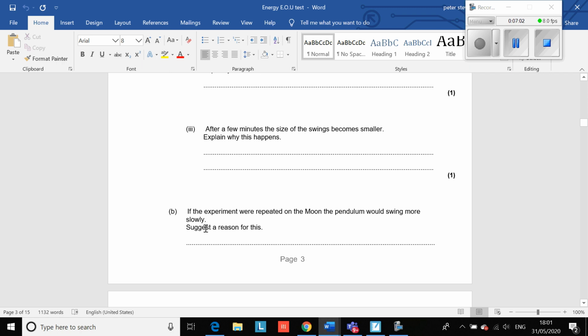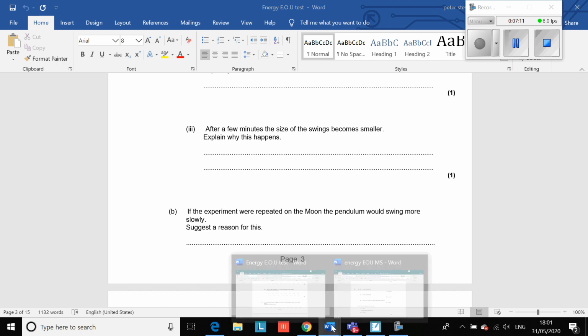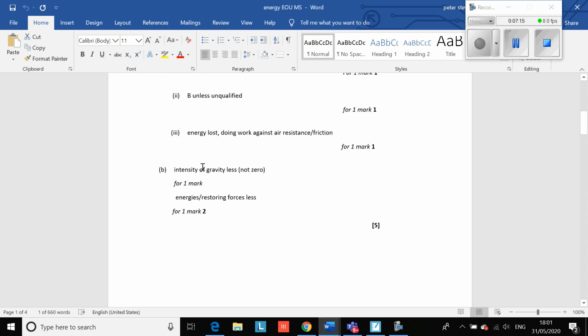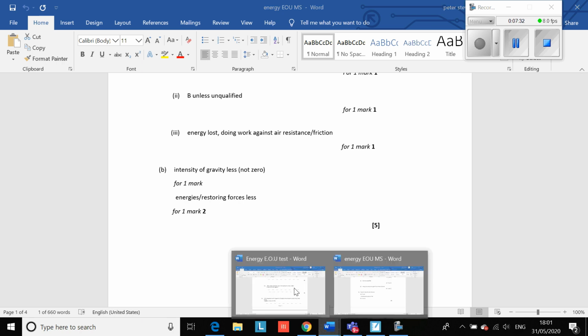Right, B, if the experiment were repeated on the moon, the pendulum would swing more slowly. Suggest a reason for this. Right, what do we know about the moon? Well, very simply, the moon has less gravity, not zero, but less gravity. So there is less energy for restoring forces. Basically there's less gravity, so there's less potential energy that you could get.